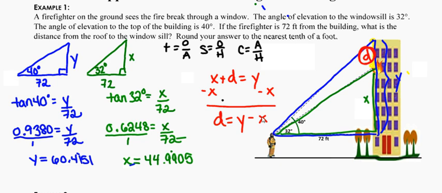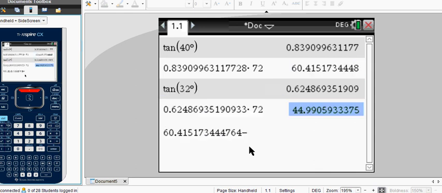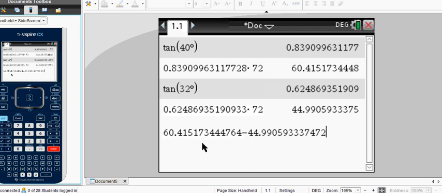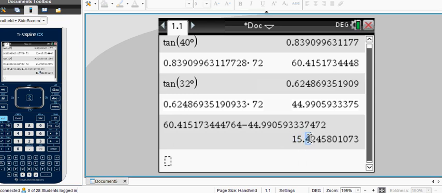And again, in order to find this, I am not going to use these 4 decimal numbers, but I'm going to go back into my calculator and subtract. I'm going to grab the 60 number, and from that, I want to subtract the 44.99 number. Notice that in my calculator, I use the entire decimal display. So rounded to the nearest tenth of a foot, like they're requesting in this problem, it's 15.4 feet.